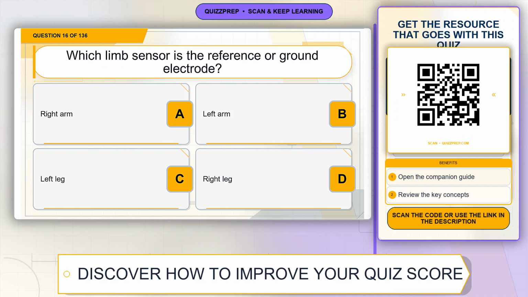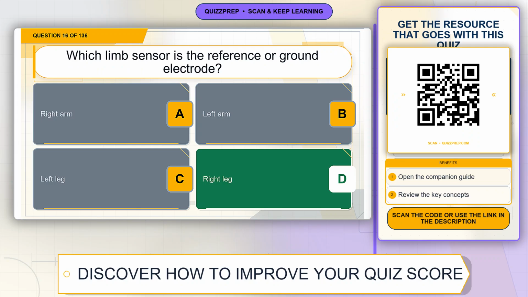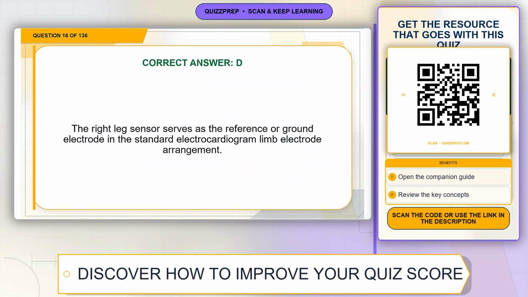Question 16. Which limb sensor is the reference or ground electrode? Option A, right arm. Option B, left arm. Option C, left leg. Option D, right leg. The correct answer is option D, right leg. Explanation. The right leg sensor serves as the reference or ground electrode in the standard electrocardiogram limb electrode arrangement.